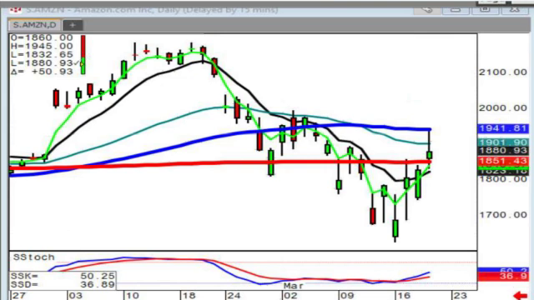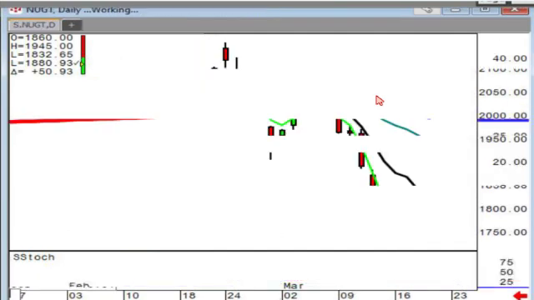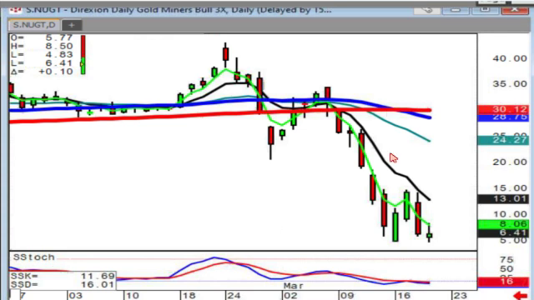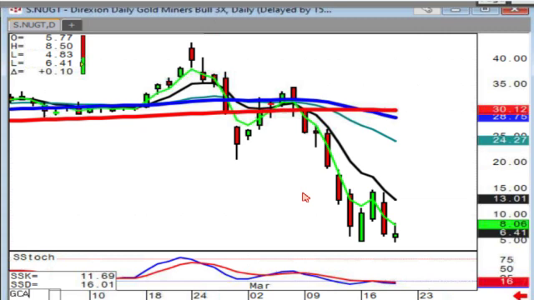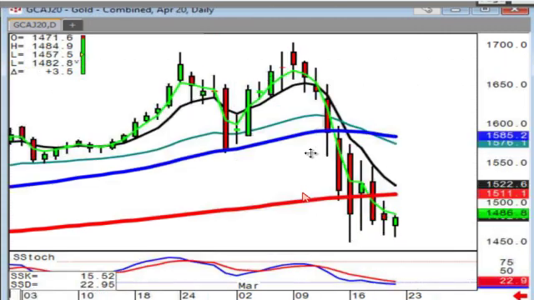All right, I'll be doing these fast, so that we're not here until the cows come home. Nugget, still in a downtrend. Even though gold wasn't doing too much of anything, it's trying to base in here.